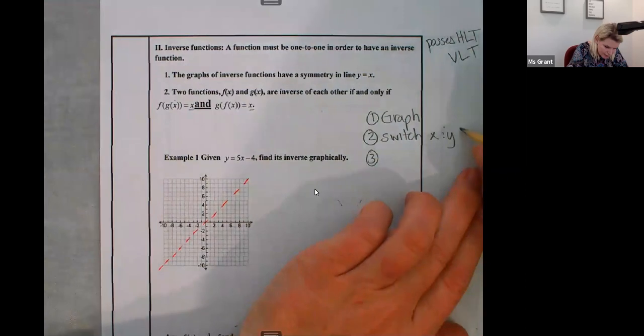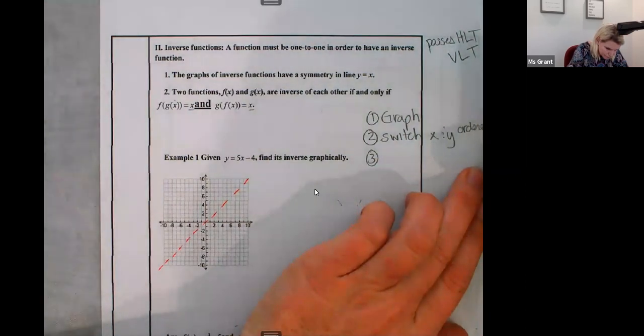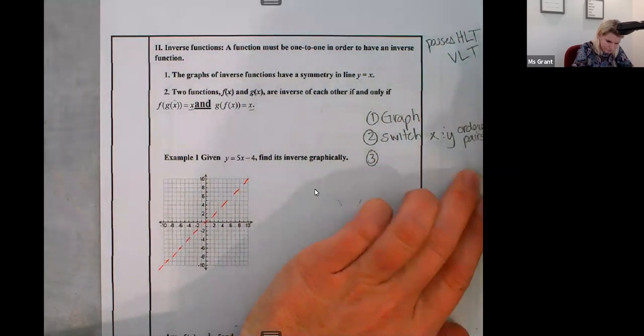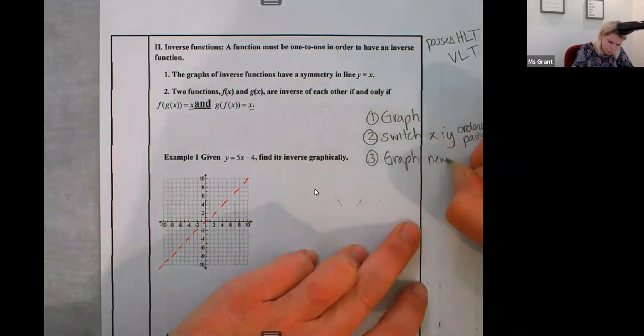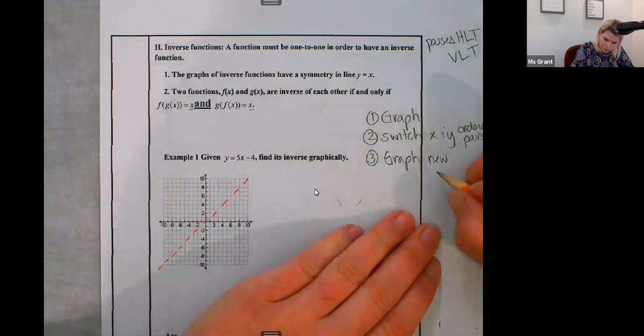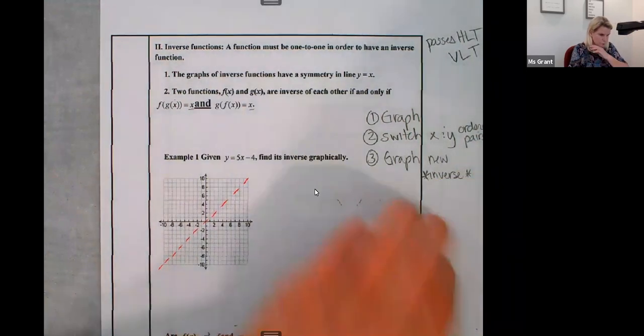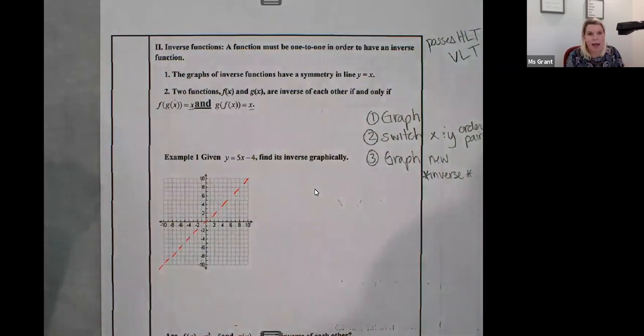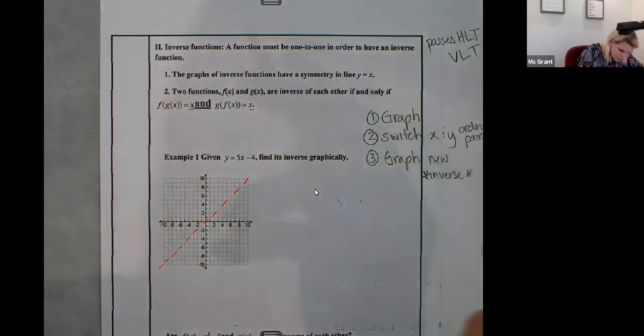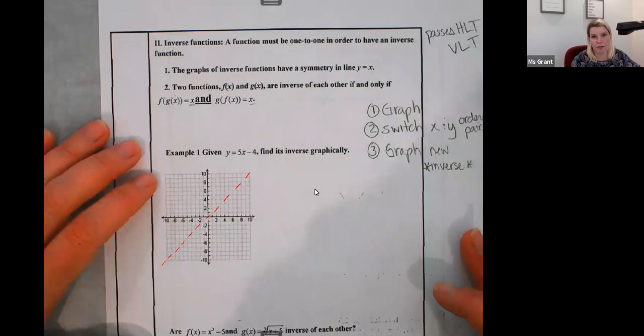These are the ordered pairs, guys. And then you graph your new ones, and that's going to be the inverse. So that's what I'm going to do right now. I'm going to graph y equals 5x minus 4. And I'm going to draw that in pencil, okay? Y equals 5x minus 4. You can go ahead and graph it as well on your own.